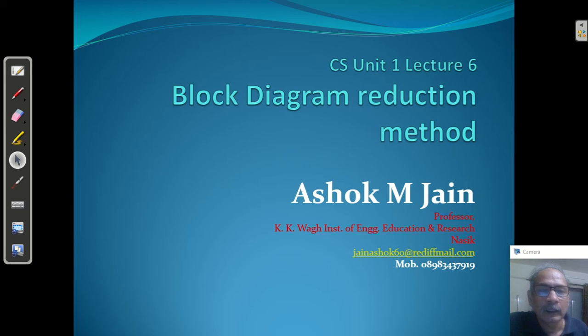In this lecture of control system, I am talking about the block diagrams. What is the meaning of block diagram? What are the advantages of block diagram? How to find the transfer function from the block diagram reduction technique? And what is the use of the block diagram?